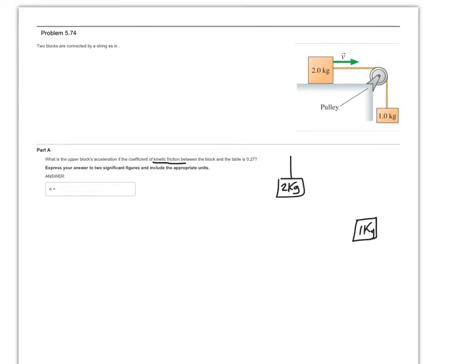So on the 2 kilogram block, we're going to have our normal force and the force of gravity, of course. We also have that tension force, which is what pulls it to the right, and we have the force of friction going back to the left, and that 2 kilograms is going to be accelerating to the right. The 1 kilogram, we have the rope connected to it, so there's a tension force acting up, and we have the force of gravity acting on it down.